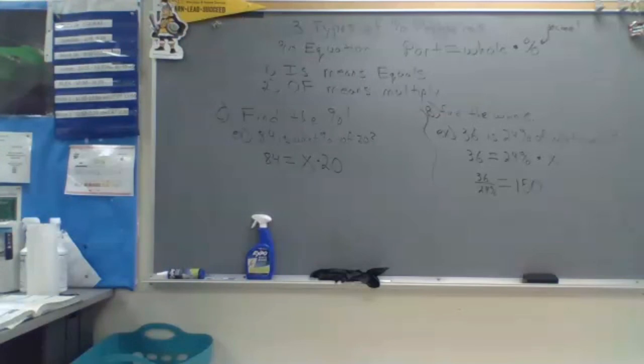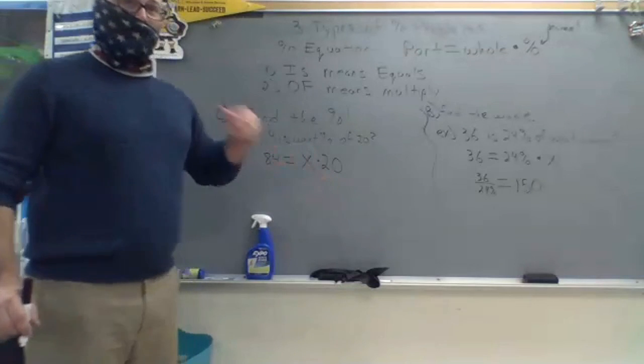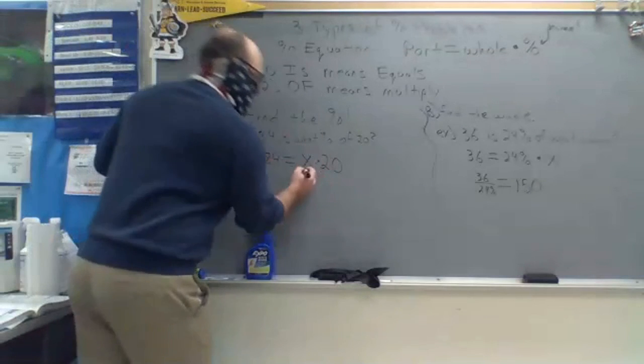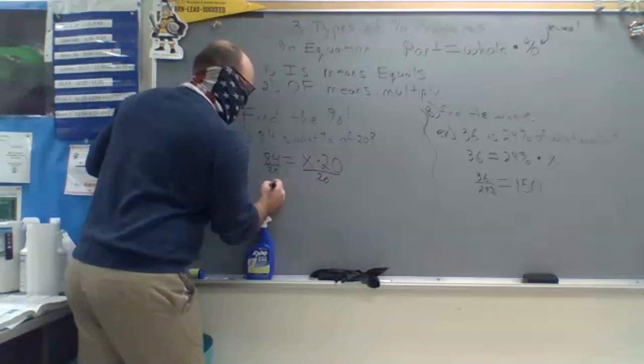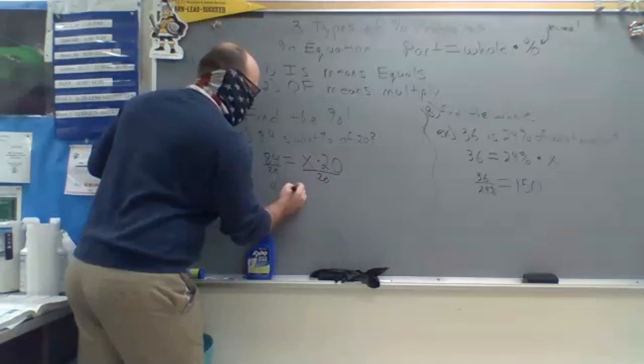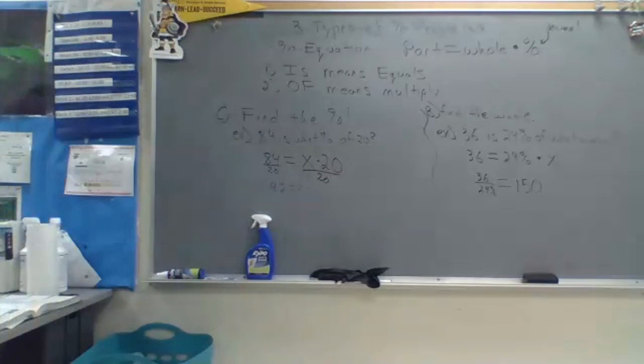So 84 divided by what, Kyle? 20. We're going to do 84 divided by 20 because we're undoing this multiplication to get x by itself. And we get 4.2 equals x. Now hold on a second. That's not our answer. That's a decimal, isn't it? It's 4.2.